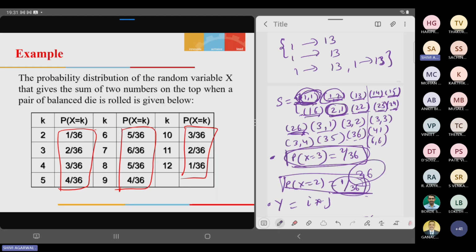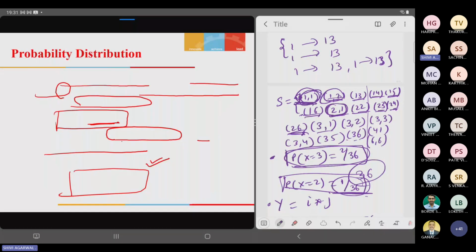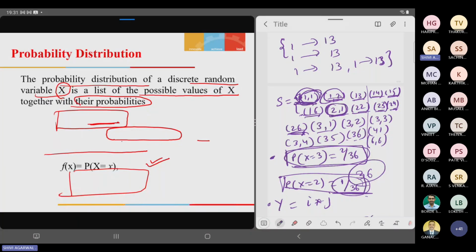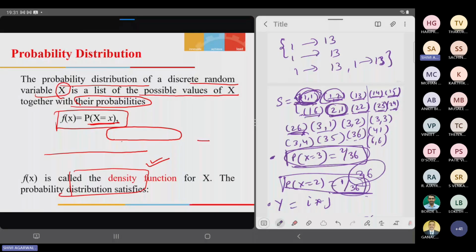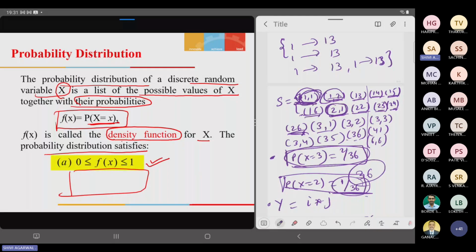Because if you remember, we have done the axioms of probability. So what are the axioms? Probability of any event is always greater than or equal to 0. The second axiom is that the probability of the sample space is 1. So x taking all values, when we take care of all values, defines the total sample space. So that's why these axioms define the probability density function.